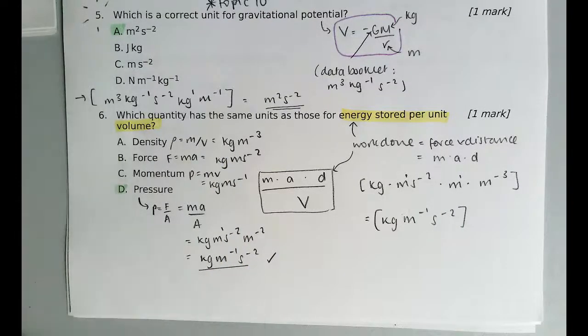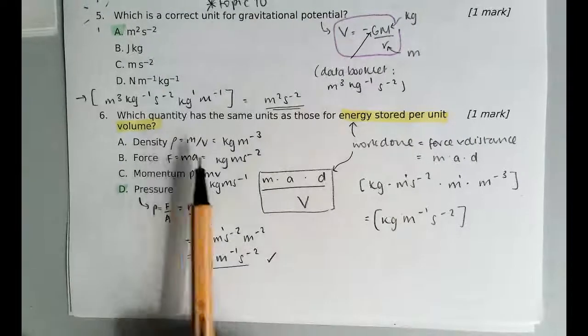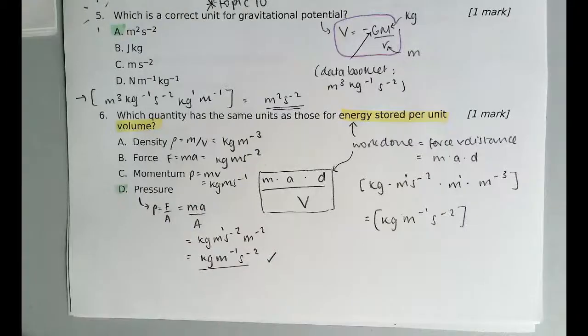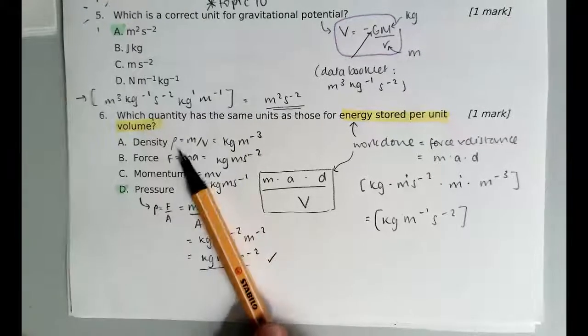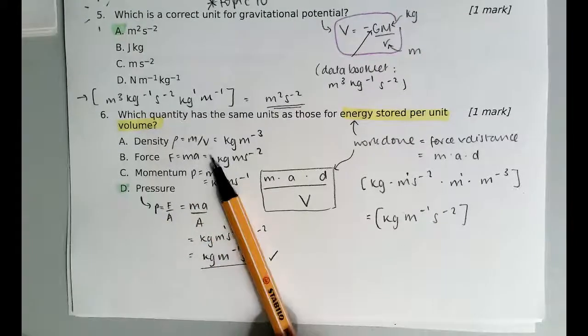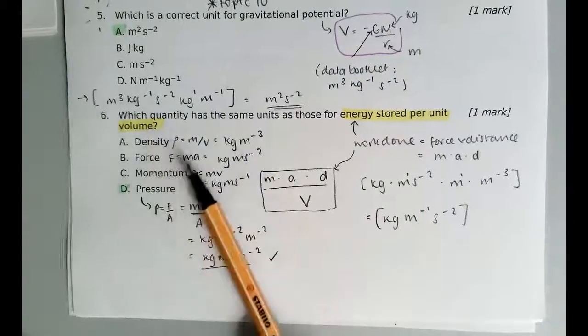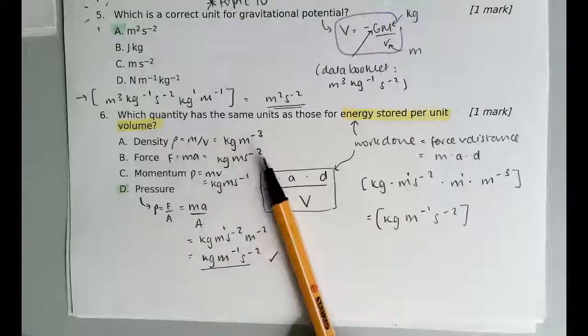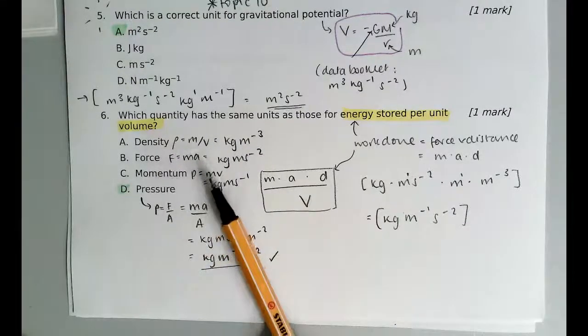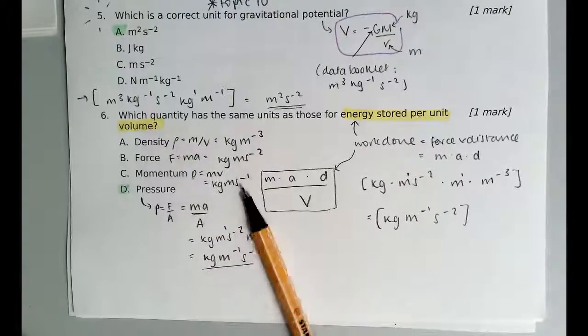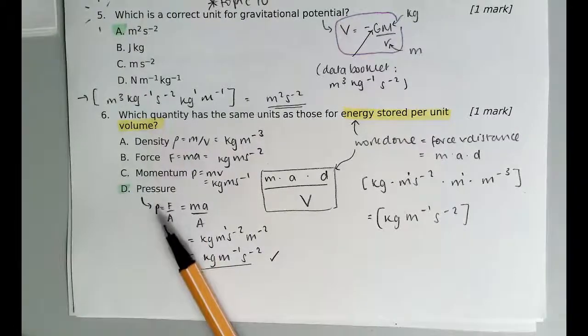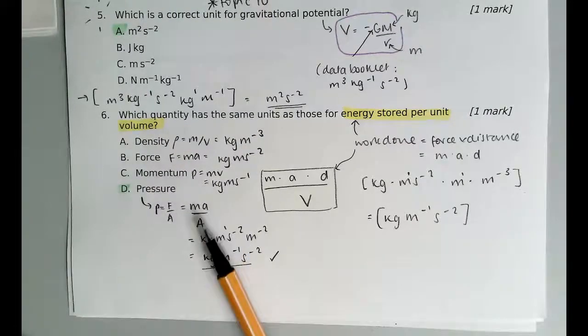Now this is where it does require you to remember some things from IGCSE. You don't want to be flicking through data booklets for things like this. It's a complete waste of time on the paper, and you don't get equations like this. So density is mass over volume, clearly doesn't match. Force is mass times acceleration, doesn't match. Momentum is mass times velocity, does not match. Pressure, which is force over area, which is the same as mass times acceleration over area, does. You can pause and check that.